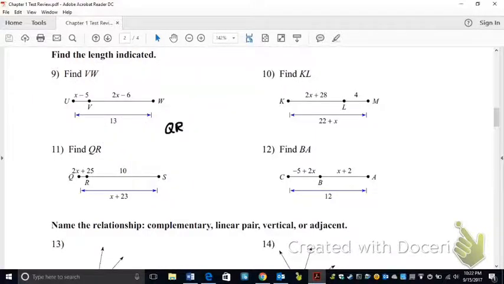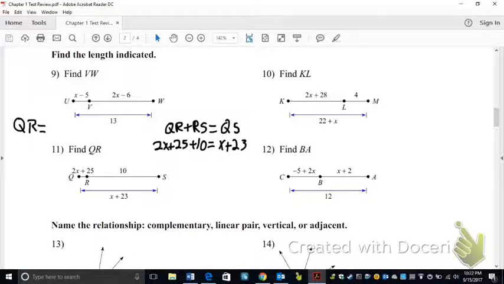So, QR plus RS equals QS. Okay, that's just my segment addition postulate. So I'm going to go 2x plus 25 plus 10 equals x plus 23. So first things first, let's combine like terms. If I'm getting confused here, what helps is to write out the segments. I did that over on the left-hand side, what each one is equal to. And hopefully that will help.